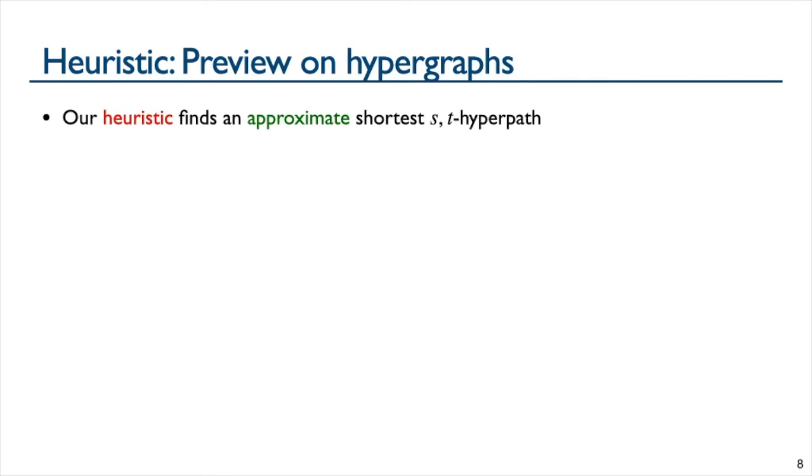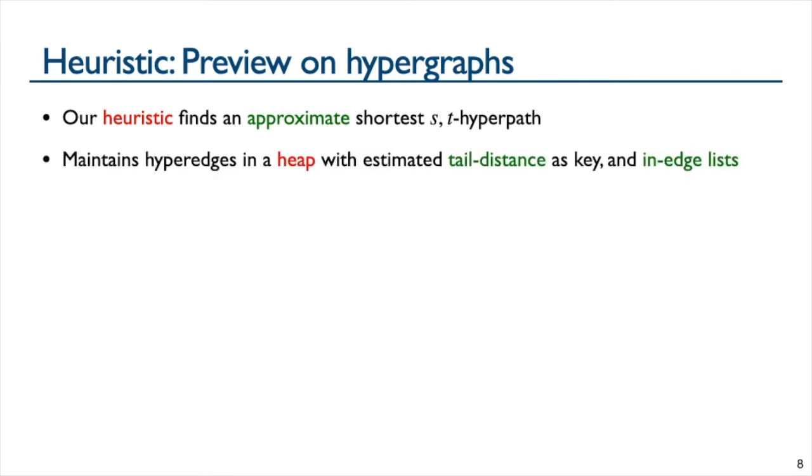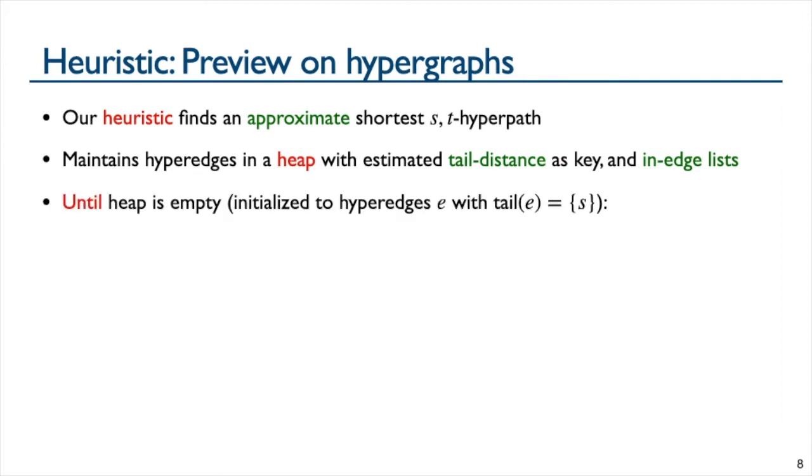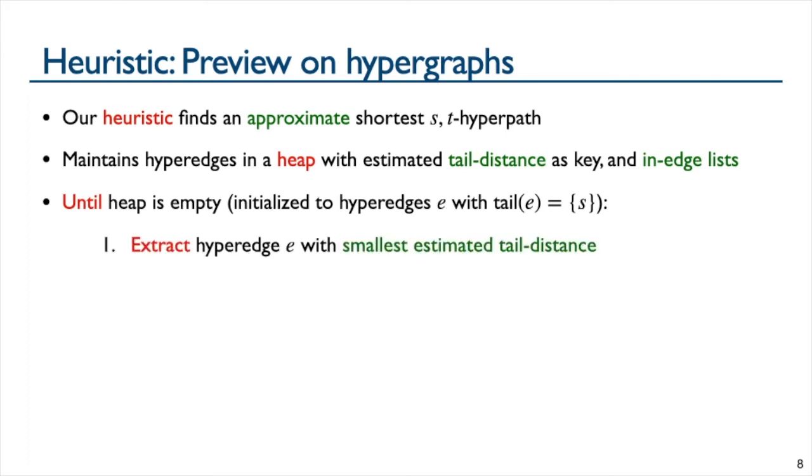Similarly, our heuristic finds an approximate shortest ST hyperpath. The heuristic also maintains a heap, but it is a heap of hyperedges instead of vertices, with an edge's tail distance as the key, which is the length of the best known hyperpath from the source to the vertices in the tail of E. Here we keep a list of in-edges, as a hyperpath ending at a tail set consists of many final hyperedges. We initialize the heap to the hyperedges with the source in their tail, and repeatedly extract the hyperedge with smallest key, which is the smallest estimated tail distance.